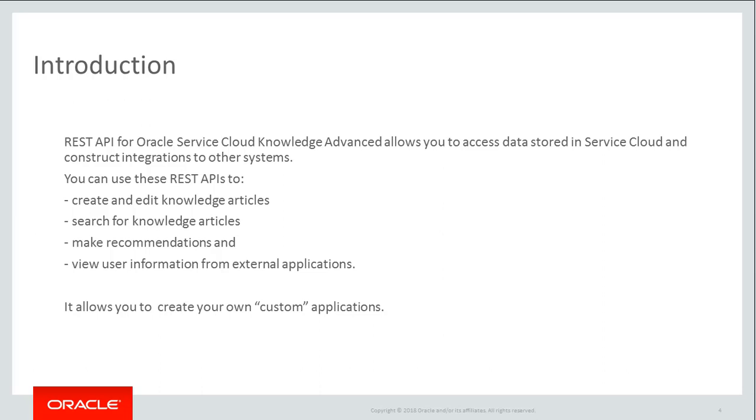The REST API for Oracle Service Cloud Knowledge Advanced allows you to access data stored in the Service Cloud application and allows for integrations to other systems so that you can create and edit knowledge articles, search for knowledge articles, make recommendations, and view user information from external applications. The REST APIs allow you to create your own custom applications.